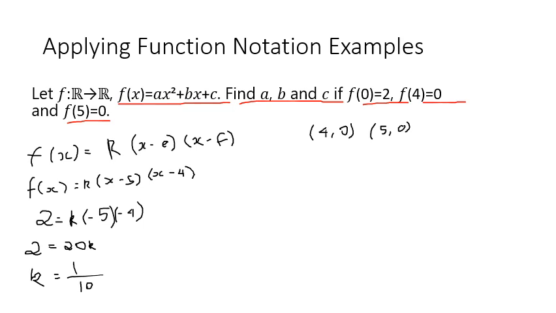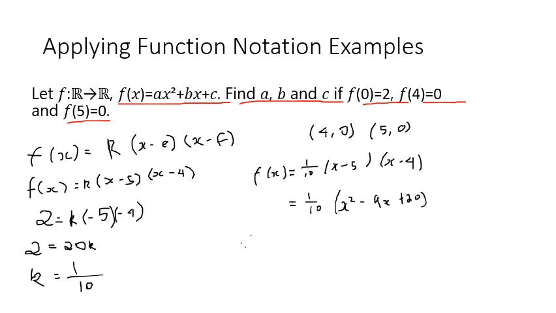So that's our value for k, and we've now got our equation, so we can find our values for a, b, and c by expanding our equation. So if f of x is equal to 1 over 10, (x minus 5)(x minus 4), we can expand our x minus 5 and our x minus 4. So we get 1 over 10 brackets x squared minus 9x plus 20, and therefore f of x is equal to 1 over 10 x squared minus 9 over 10 x plus 2. a is equal to 1 over 10, b is equal to negative 9 over 10, and c is equal to 2.